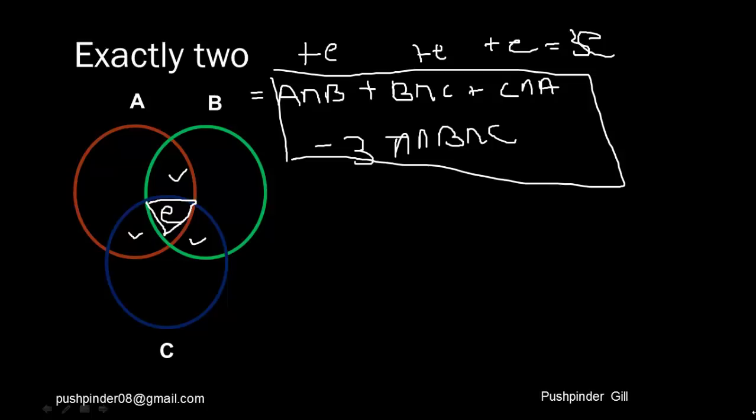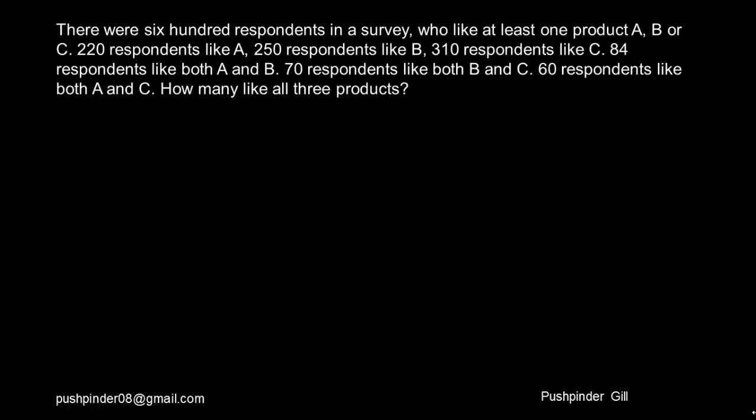Now we've done a lot of stuff. Let's put all of that into some questions, into the same question. There were 600 respondents in a survey who like at least one of the products A, B, or C. 220 respondents like product A, 250 like B, and 310 respondents like C. 84 like both A and B, 70 like both B and C, 16 like both A and C. How many like all three products? Now you'll see, oh my god, lots of information. But if you understand the expression that I've told you about A union B union C, you'll understand exactly what he's asking for.